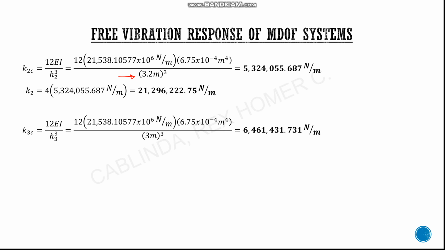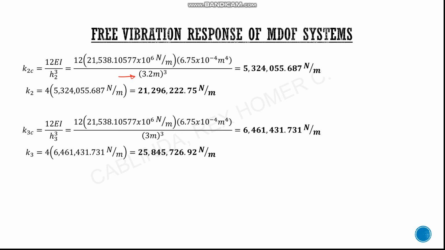And for the third floor, the stiffness of a single column is 6,461,431.731 Newton per meter. The equivalent stiffness of the columns supporting the third floor is 25,845,726.92 Newton per meter. Since we have calculated the stiffness of one column per floor and the equivalent stiffness of the columns per floor, we are already done with the first part.